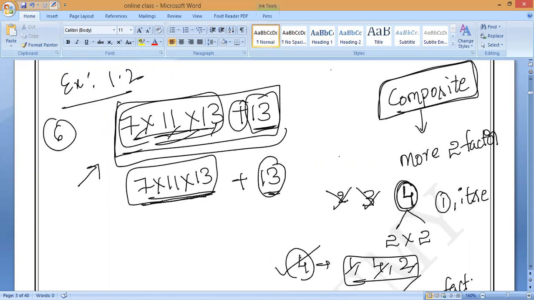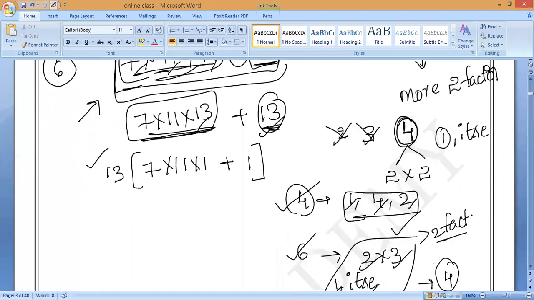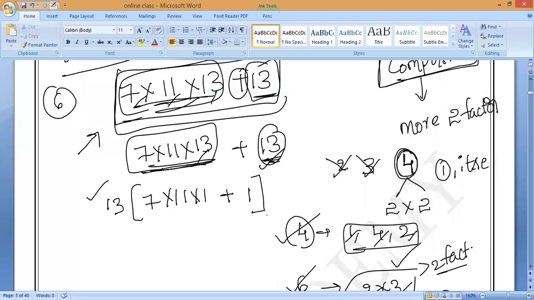In these two numbers, which is common? 13. Take 13 common. 13 into 7 into 11 into 1 plus 13 ones are 13. Do you understand this step? 13 into 7 into 11 into 1 plus 1. Do you understand or not? Yes, ma'am.